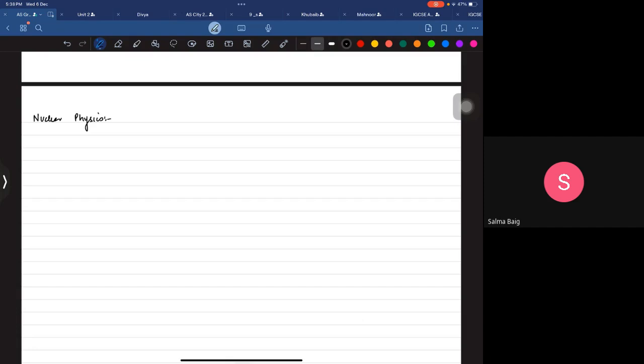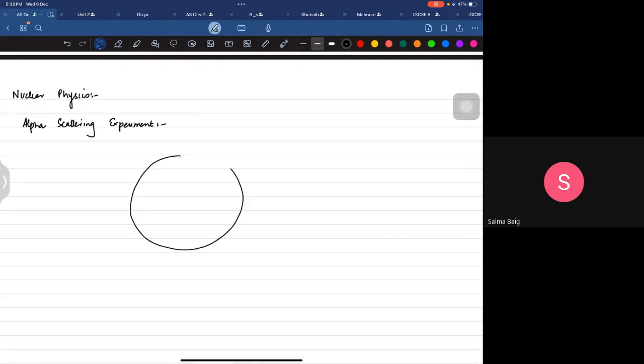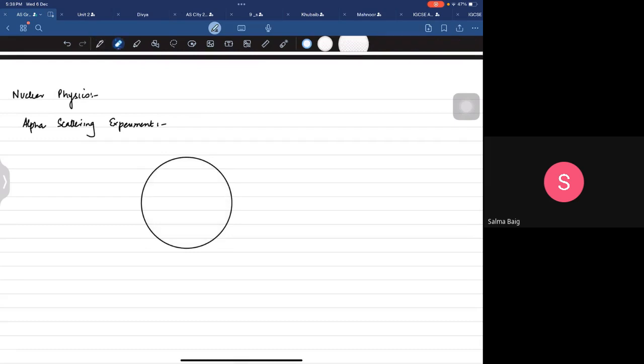So first of all, we're going to start off with the concept of the alpha scattering experiment. Now, for the alpha scattering experiment, you need to have an evacuated chamber. Let's remove the air inside. And you have an alpha particle emitter. I'm going to explain what an alpha particle is. Most of you already know from IG. But alpha particles have plus 2 charge. Then we put in the middle a gold foil.